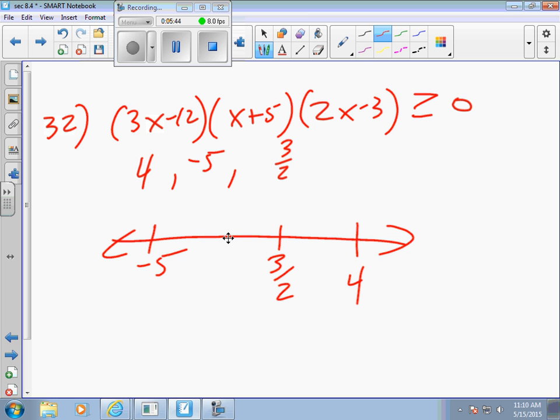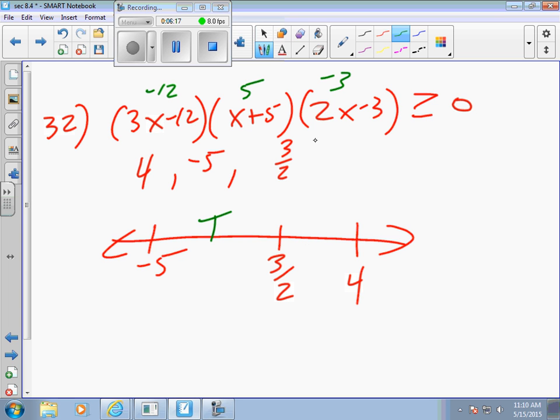And I want to test 0. And 0 makes life easy for me, so I'm going to say 3 times 0 is 0. I get negative 12. 0 plus 5 is 5. 0 minus 3 is negative 3. If I multiply, I get 120. No, 160. 180. Is 180 greater than or equal to 0? True. Now, I can test the other intervals if I want to, just to check my math.